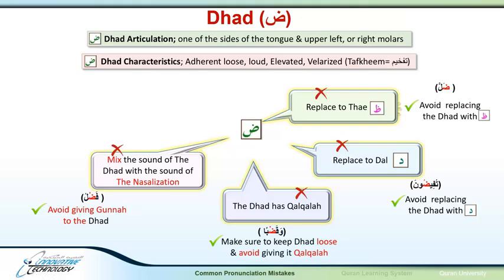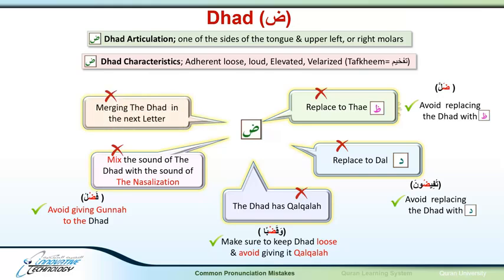And the last mistake of the bad is merging it with the following or coming or next letter. Example, arradtum. Now there's a ta after the bad, and you tend to delete or hide the bad and directly pronounce the r with the ta. Arradtum. This is some sort of idgham, and this is wrong. Idgham is not a characteristic of the bad, and we should avoid it, and the right way of pronouncing it is like this. So the bad should be clear and obvious.